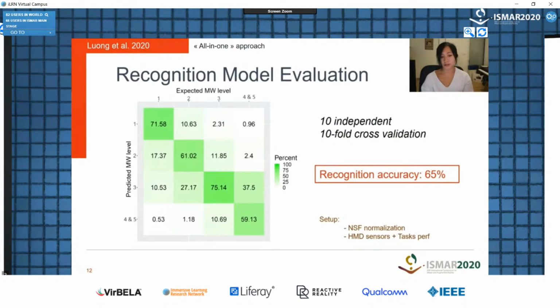Here on the top, you can see the ground truth, so the mental workload level the user self-reported. And on the left, you can see the predicted mental workload level, so the output of the recognition model. Here we obtained an average recognition accuracy of 65%, which is not too bad because we had 4 classes, so random would be 25%. As you can see, when the recognition model was wrong, it was mostly in adjacent classes, which is very encouraging.